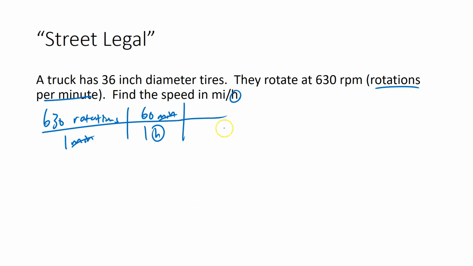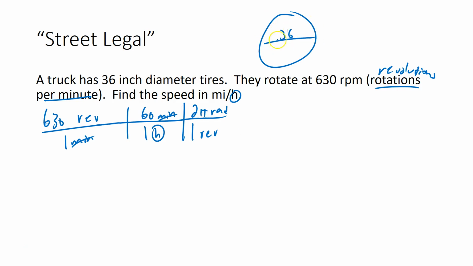So let's see here. 1 rotation, or I guess I should have called this revolutions, really. Okay, let's call them revolutions. So 1 revolution, we said, is either 2 pi radians or 360 degrees. In this case, I think I wanted to use radians because, let me tell you why. You could go to degrees and then change to radians later, but because we're going to talk about the diameter of the tires, 36, I want to actually relate that distance to the distance around the outside. So I think radians are going to be a better choice.